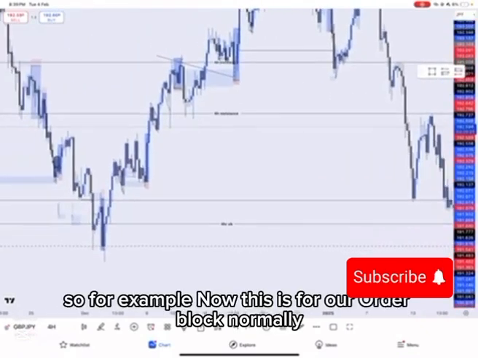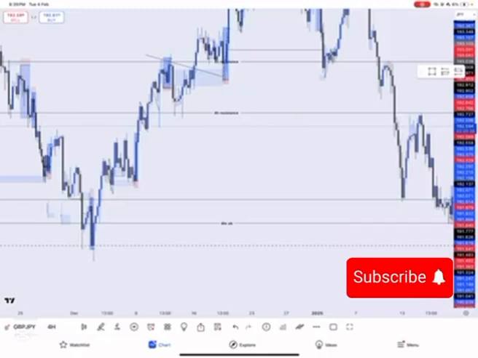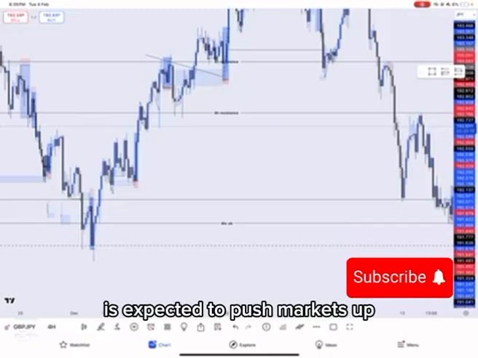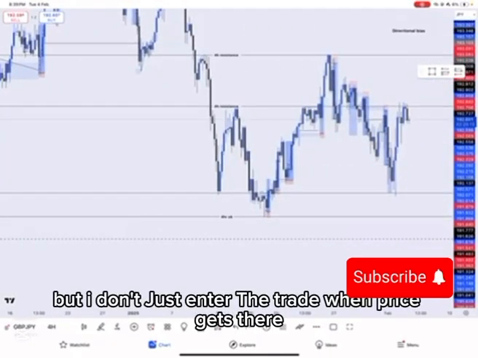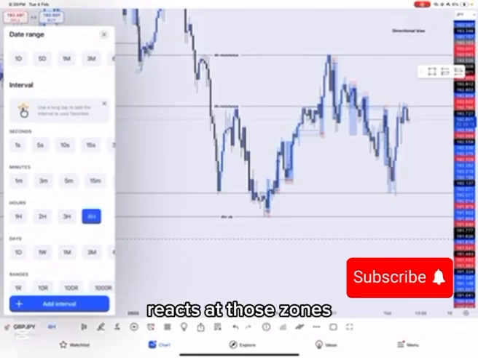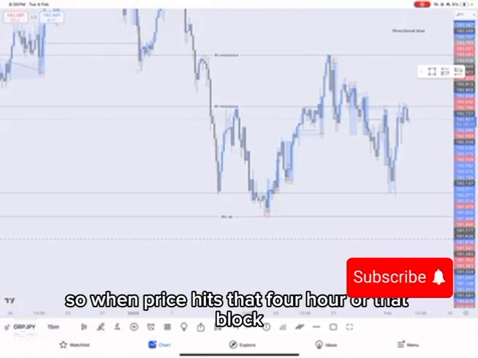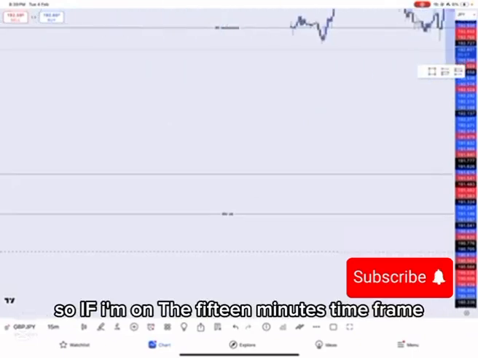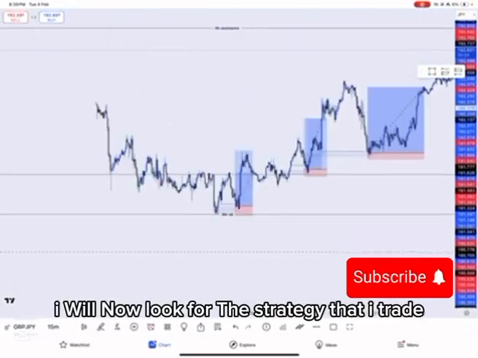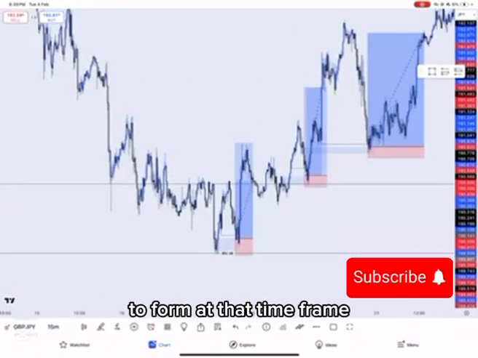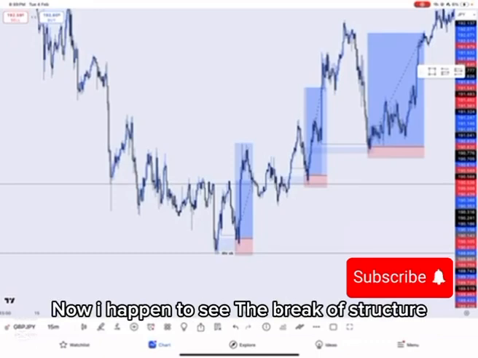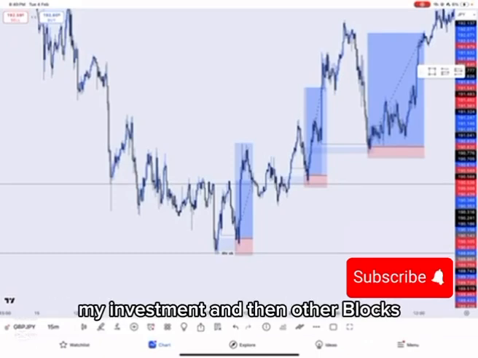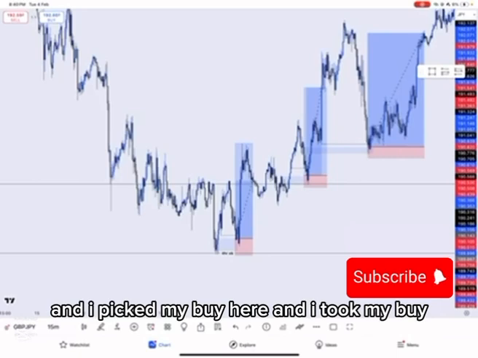So for example, this is a 4 hour order block. Normally it's expected to push the market up, but I don't just enter a trade when price gets there. I wait to see the strategy that I trade react at those zones. So when price hits that 4 hour order block, I jump down to the 15 minutes time frame and look for the strategy that I trade to form at that time frame. For example, I happen to see the break of structure, my inducement, and then the order block zone. I picked my buy here and I took my buy.